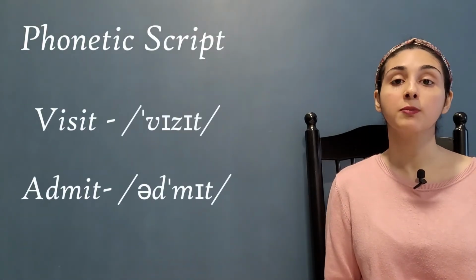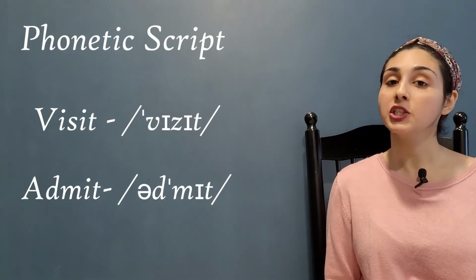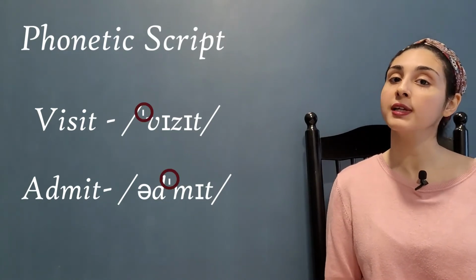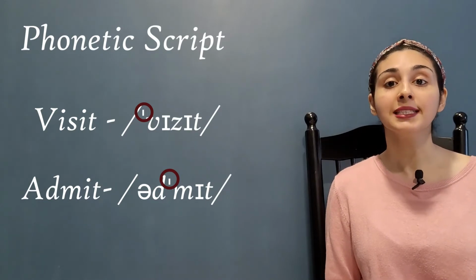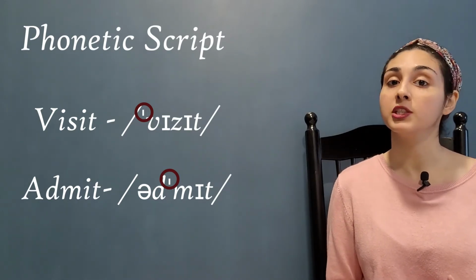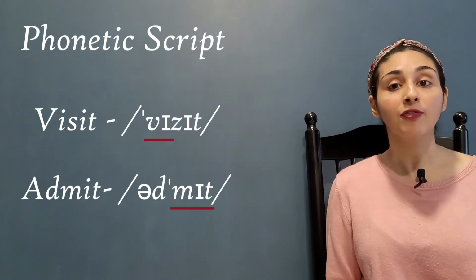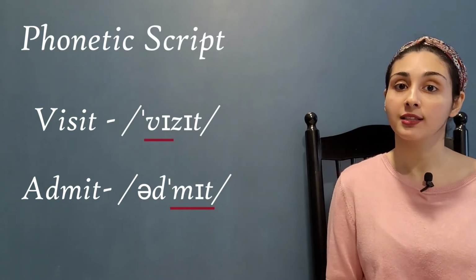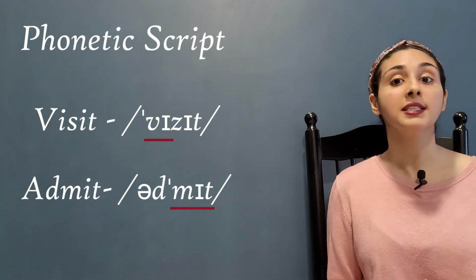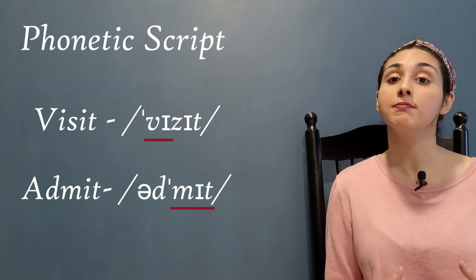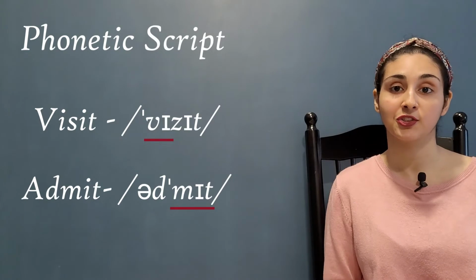I know this seems difficult, which is why if you're unsure of which syllable to stress, you can listen to the pronunciation of the word, or you can go to a dictionary and check the phonetic script of the word. So here I have the phonetic script for visit and admit. As you can see, both of them have an apostrophe-like symbol on top. So this symbol indicates which syllable is to be stressed. The syllable after the symbol is the one that has to be stressed. So in visit, it's the first syllable that's being stressed. With admit, it's the second syllable that's being stressed.